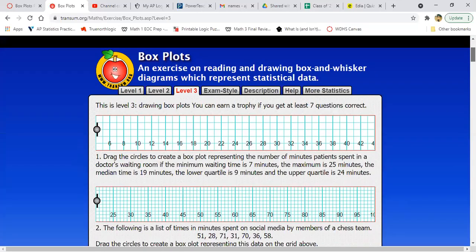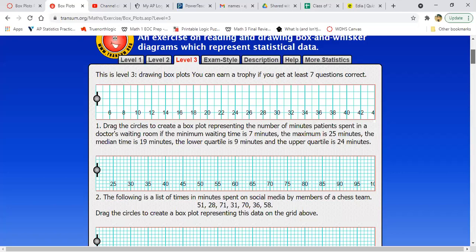And this one, you're actually making a box plot. So I wanted to show you this just so you can see it. It says, drag the circles to create the box plot representing the number of minutes patients spent in the doctor's waiting room. If the minimum waiting time is 7 minutes, the max is 25. So I'm going to drop this box all the way over here to 25. You see your box? You guys see this? Your upper quartile is 24. Your lower quartile is 9.